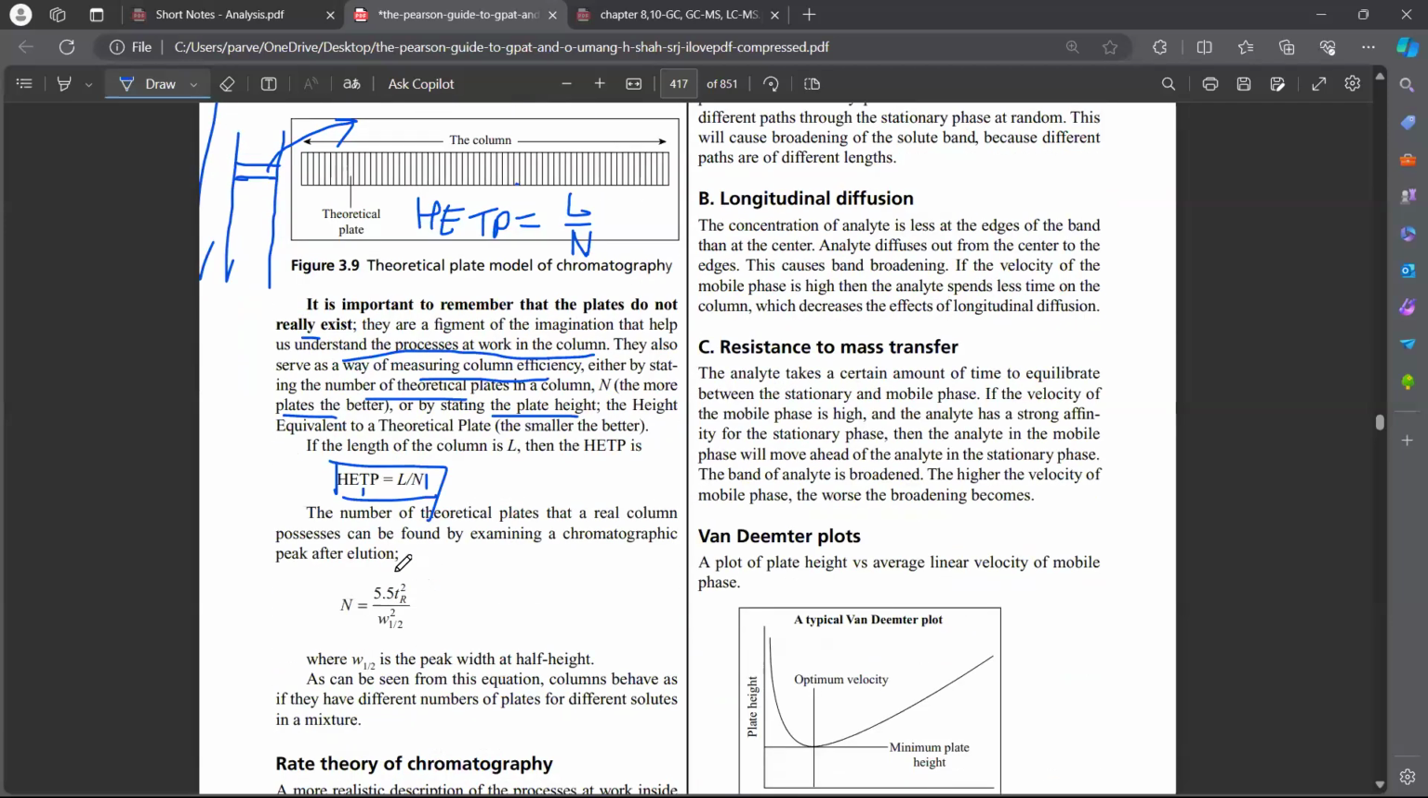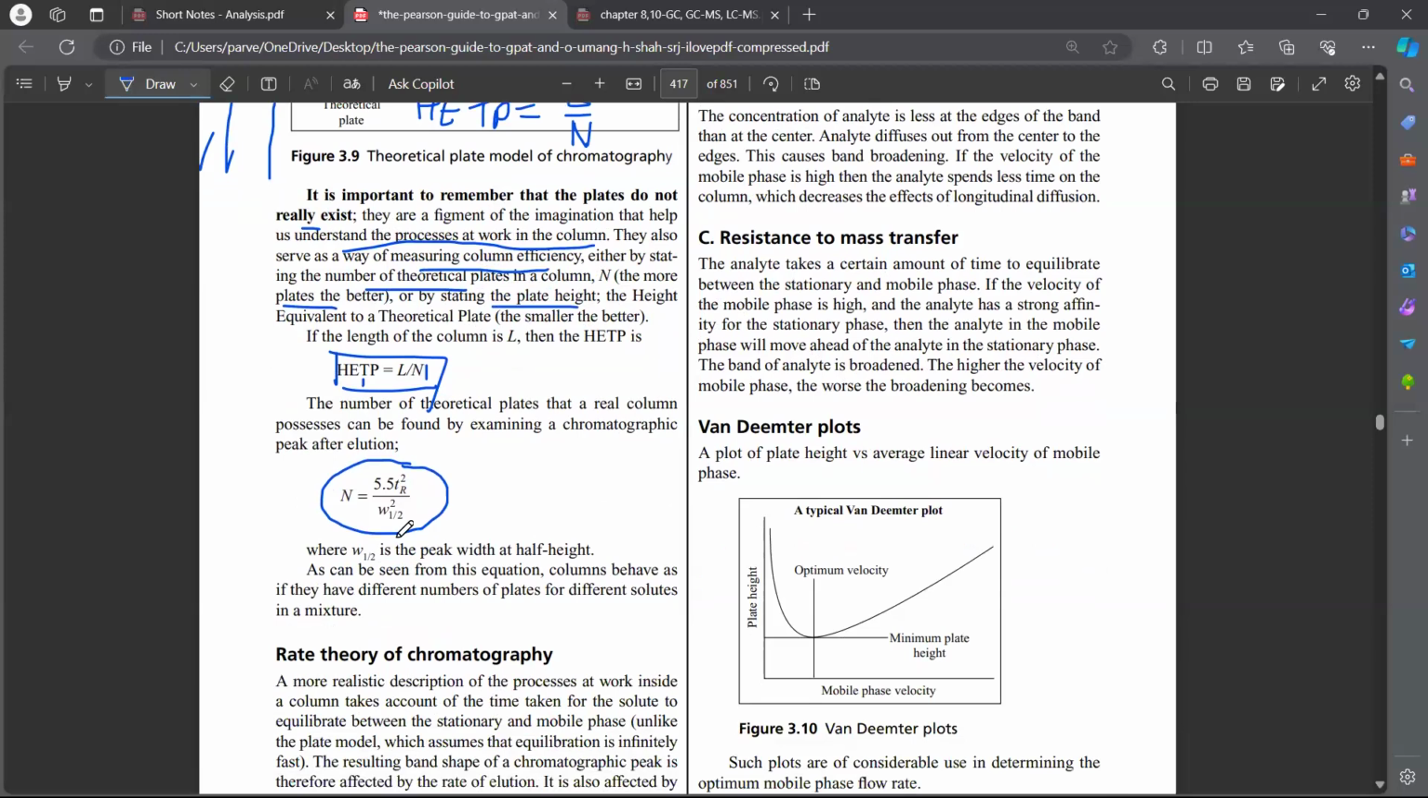And this is another important formula which is used to calculate the number of plates. And I think that in GPAT 2023 second phase, they asked us to calculate the number of theoretical plates. So this formula you have to remember, guys, here it comes.